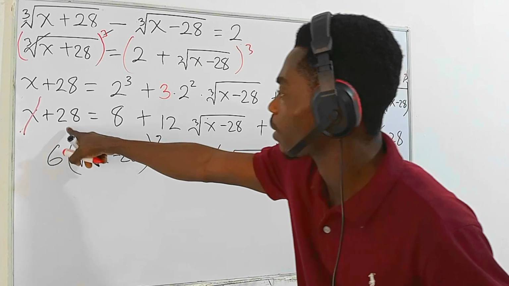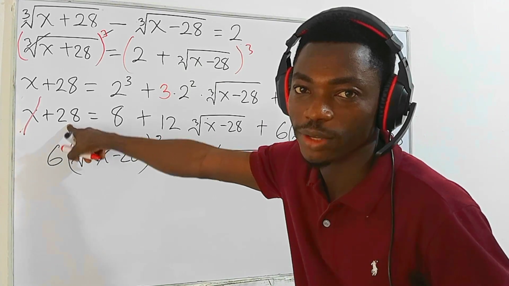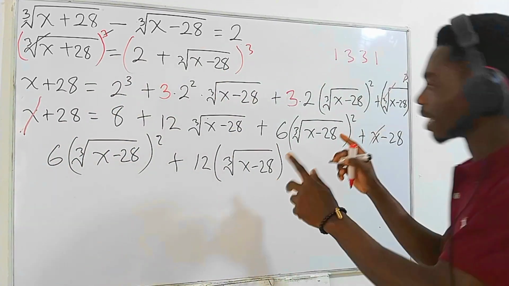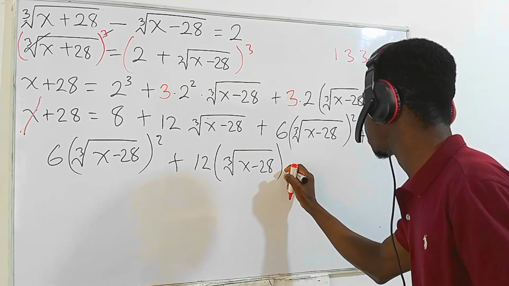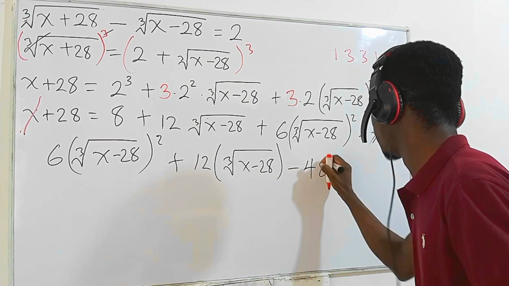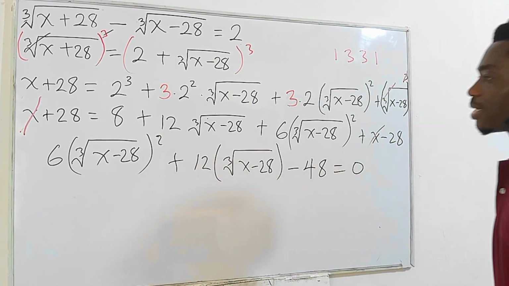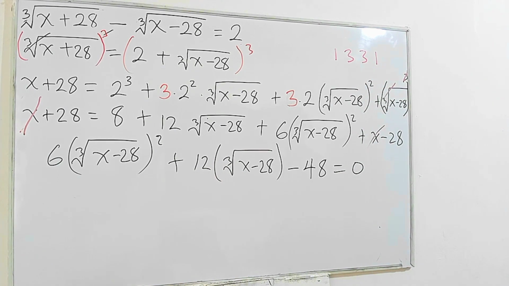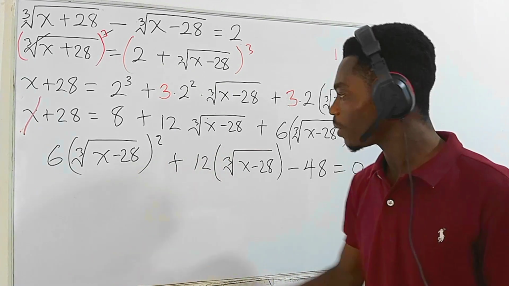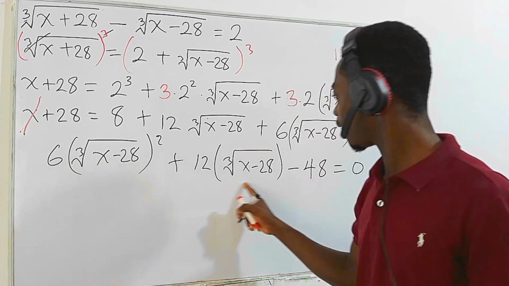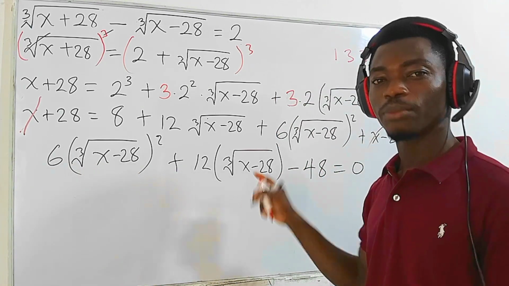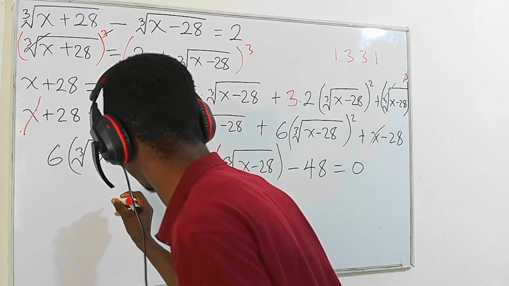Then what is next? We have 8 minus 28, that is minus 20. We also have this 28 here. If it comes to the right, it's going to be negative 28 plus 20, that is negative 48. And this is equal to 0. Pretty nice. But it seems we have a problem here. We have this here and this here. But don't worry, let's go ahead and then let something represent that.